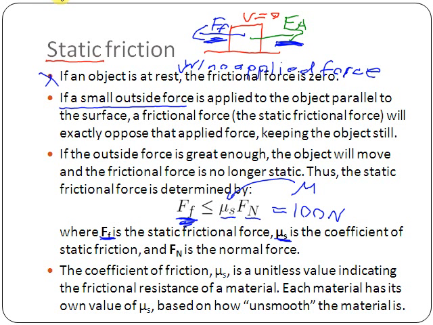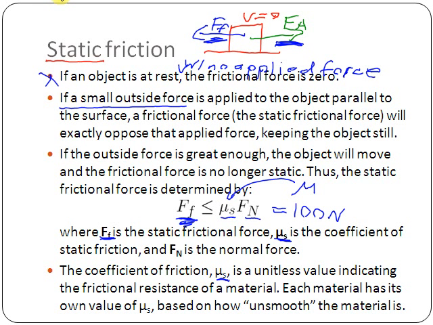Mu s is the coefficient of static friction. The coefficient of friction, in this case static friction, mu s, is a unitless value indicating the frictional resistance of a material. Each material has its own value of mu s based on how unsmooth the material is, how frictiony, to use another made-up word. So the coefficient of friction is unique for different substances. Some substances have very, very small values of mu. Teflon, used to coat non-stick pans, has an incredibly low value of mu s. Very small coefficient of friction, and therefore if you try to slide something on it, you get a very, very small frictional force.